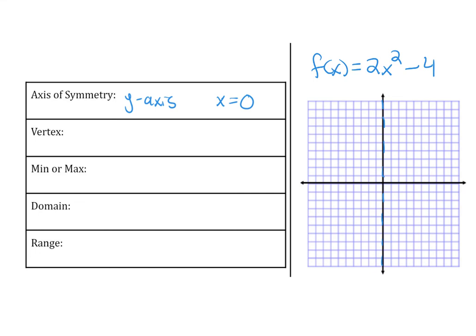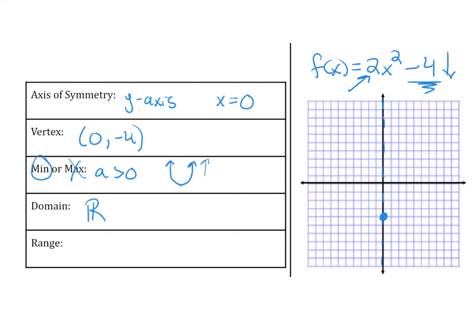Okay, this time the vertex is not 0, 0 because we have this constant at the end. It is going to be 0, negative 4. So this basically shifts the vertex down 4. 1, 2, 3, 4. It'll be right here. Okay, min or max. The front number a is greater than 0, so it's going to open up. That means it's going up forever, but it has a minimum point. So it has a minimum, doesn't have a max.